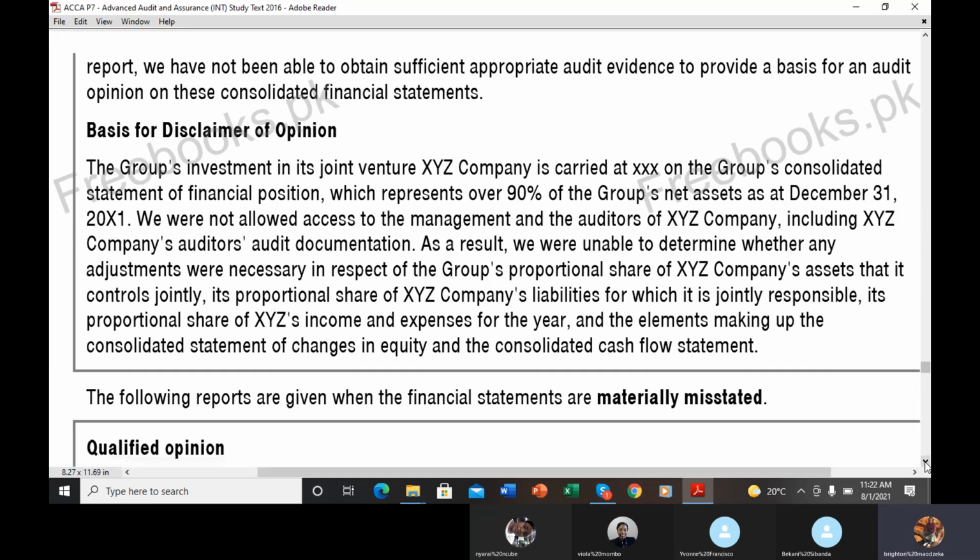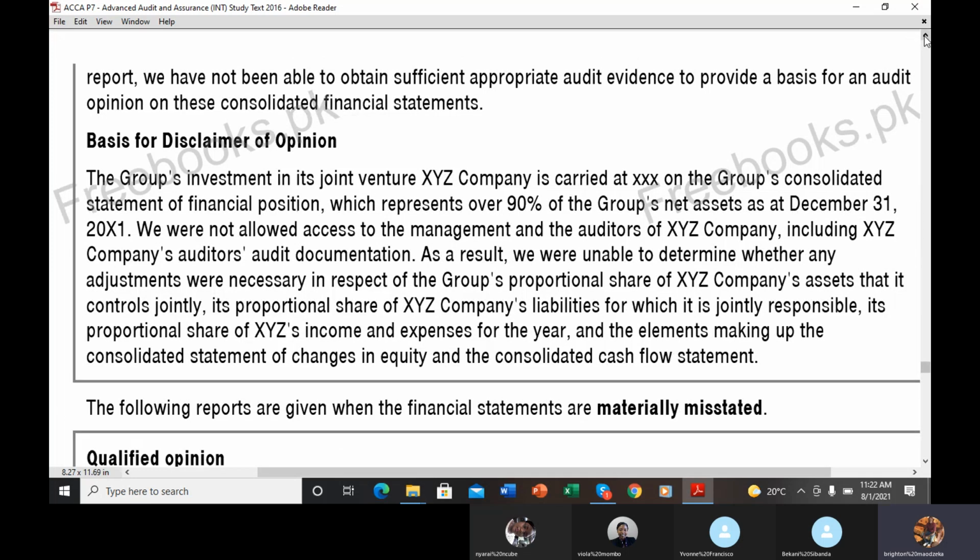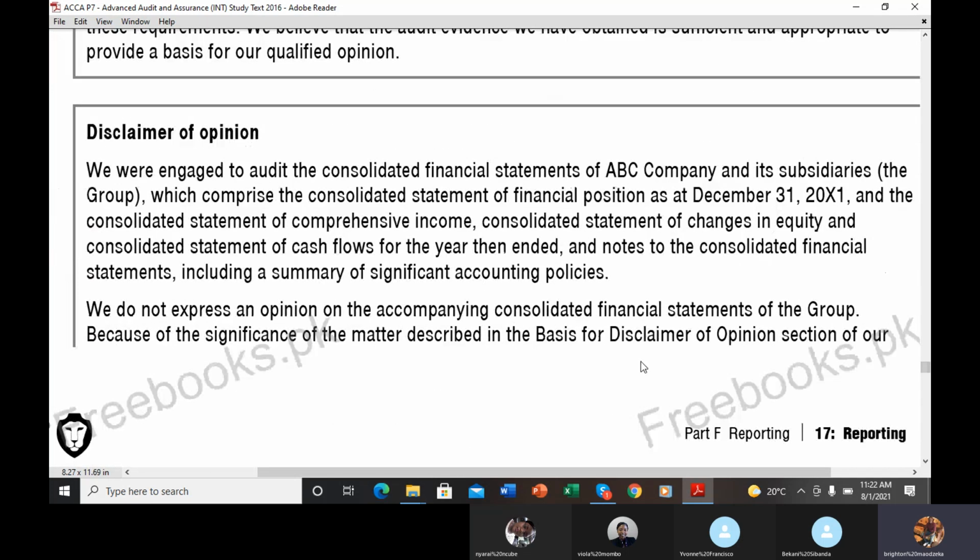In this case, the other thing that should be included under disclaimer of opinion is a reference to the basis for disclaimer of opinion. Again, this is the reason why you have expressed this type of report.